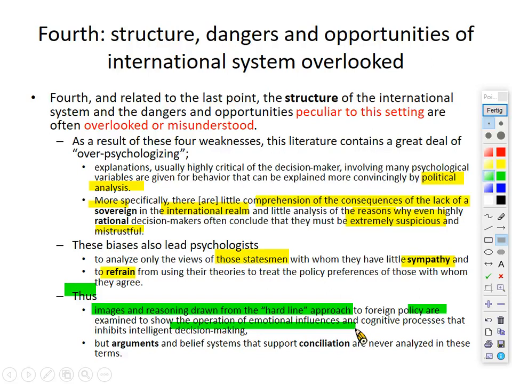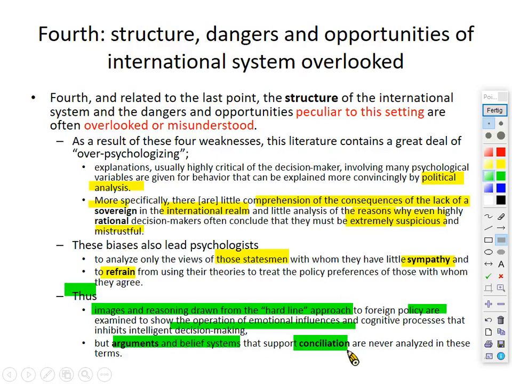And this kind of is biased, right? Tilted to another kind of difficult observation. It's just really wrong. Arguments and a belief system that support conciliation are never analyzed in these terms. So of course, if you just keep yourself objective, unbiased from the setting, because you are not the friends of the people you analyze, supposedly you can provide objective analysis, right? But your focus is on what's wrong, on the analysis of what happened wrong the other day.